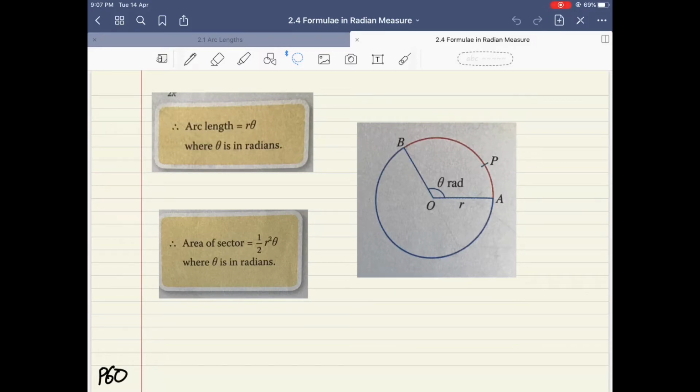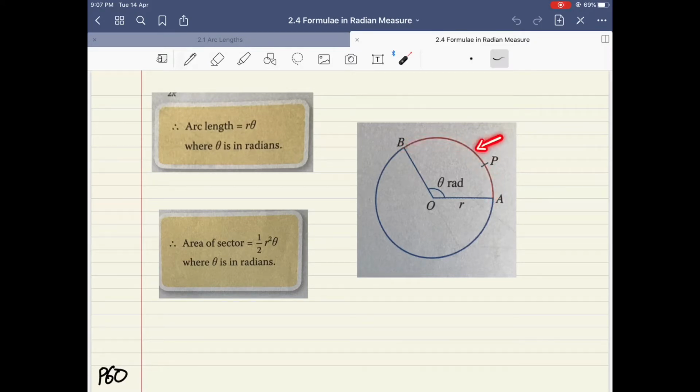In this lesson, we'll be covering the formulae in radian measure. So there we are on page 60 of your Discovering Mathematics textbook. There are two formulae that you actually need to know. These two formulae are given in the formula sheet itself, but you need to know how to apply them. If the angle they give you is in radians, which we learned in the previous chapter, we can use these two formulae.